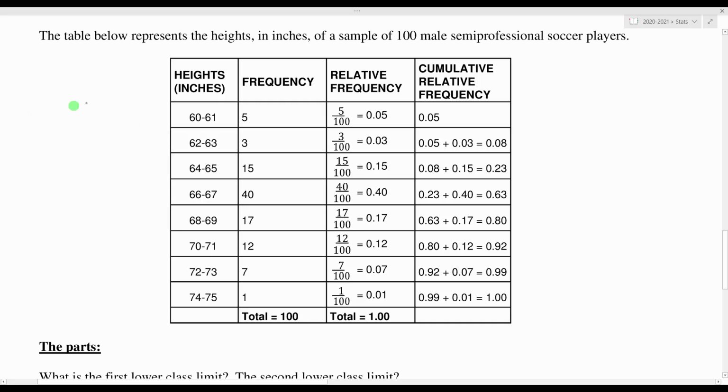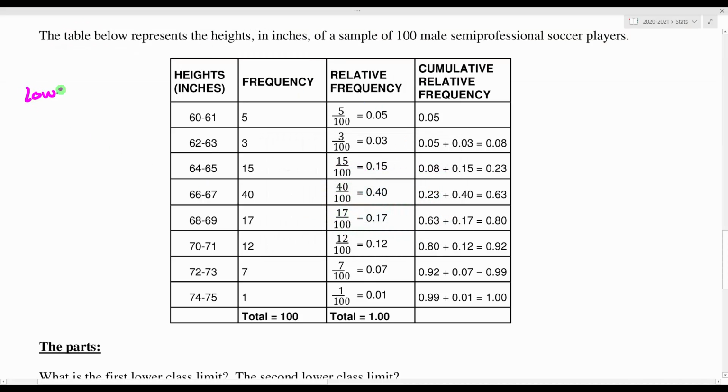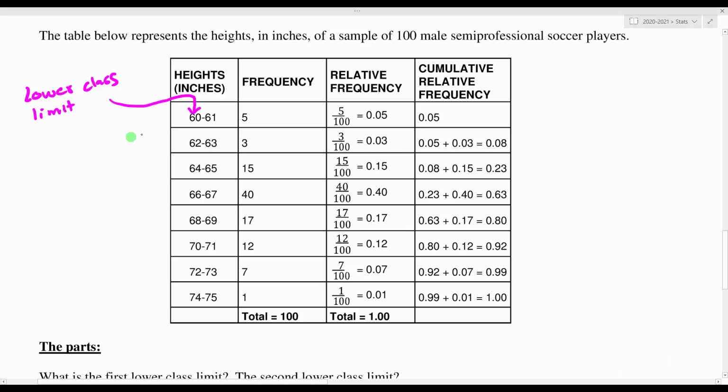So the first thing I'm going to talk about is what's called a lower class limit. Let me get a different color here. We have this thing called a lower class limit, and those are the numbers on the left side of these ranges. So this 60 is what we would call a lower class limit. And similarly, this 61 is what we call an upper class limit, right? Because it's the upper boundary of that class. So we'd call that an upper class limit, that would be the 61.